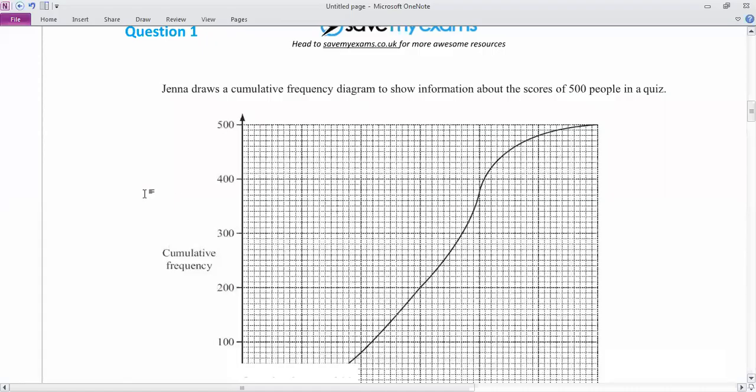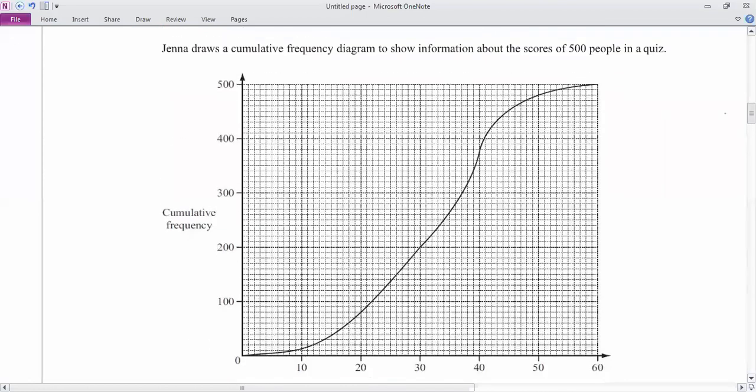You can see here in this question there is a cumulative frequency curve given for 500 people's scores. Whenever you look at a cumulative frequency curve, the very first thing to keep in mind, because it affects your final answer, is where your curve is ending. Here the curve is ending at the last cumulative frequency, which is 500.